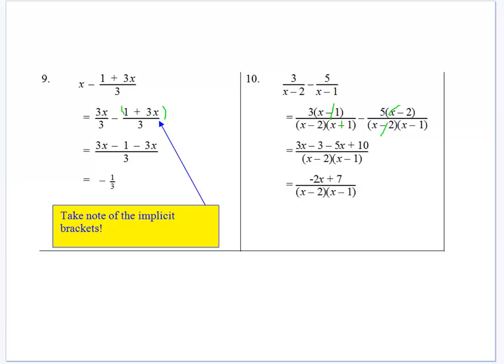But that's not our aim, because we want to collect our terms. So, but really take note of that. You could go back that step really easily. Again, implicit brackets, minus 5 times x, minus times minus 2 gives us a positive 10. So be really careful there. Collect your terms, and hopefully we don't make those errors and we can collect our terms and get it correct.